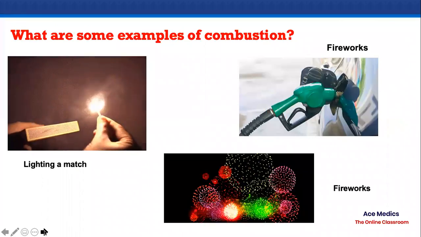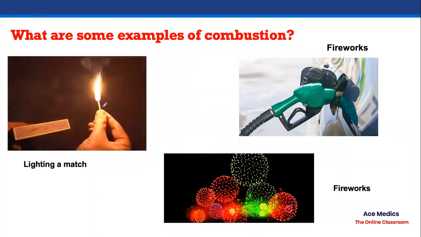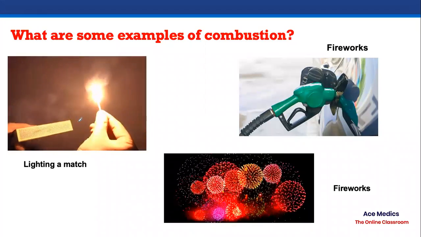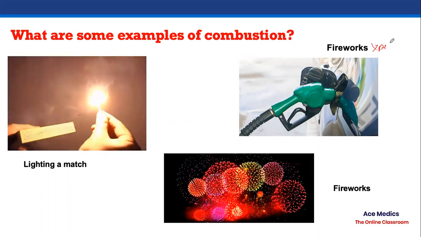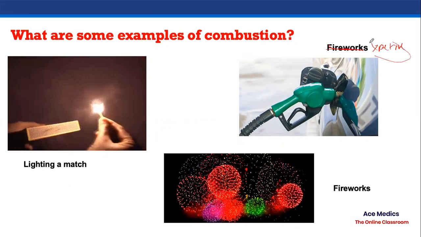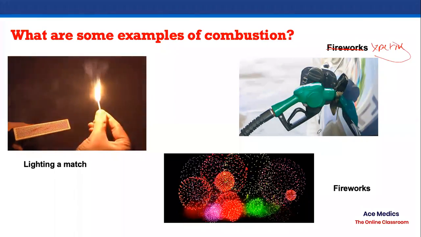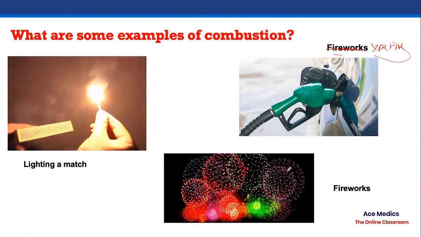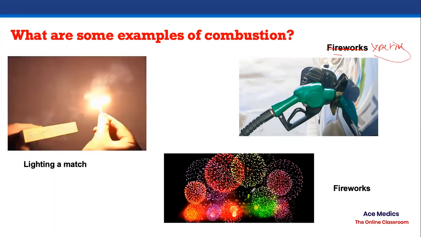Okay? So these are some examples of combustion. You have lighting a match here, which is literally the definition, where you're burning it with oxygen. You have petrol. It's supposed to say petrol, not fireworks. When you put petrol in the car, you're going to burn it with oxygen. We will look at different types of fuels in a second. And then fireworks are also an example of combustion because you're burning them with oxygen, and fireworks look really pretty, right?